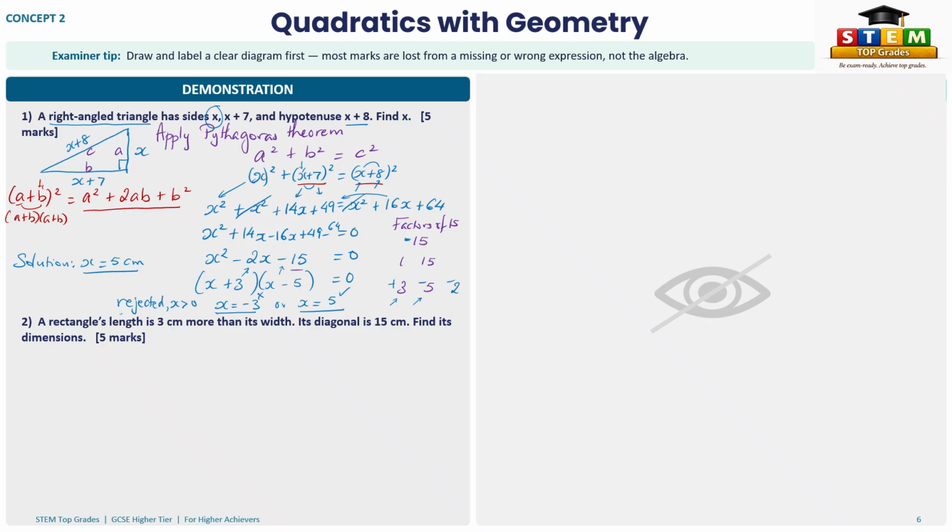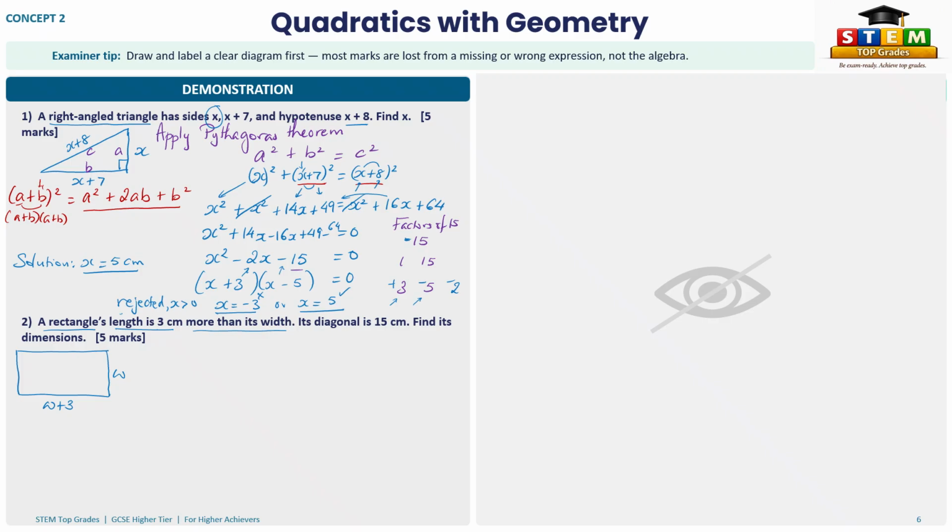Okay, so we're now going to move on to the next question. In this case, we are talking about a rectangle. So let's sketch this out here. And the rectangle has a length which is 3 centimeters more than the width. So we take the smaller one, let's call the width W, and therefore the length is 3 centimeters longer. We just need to add 3 to W.